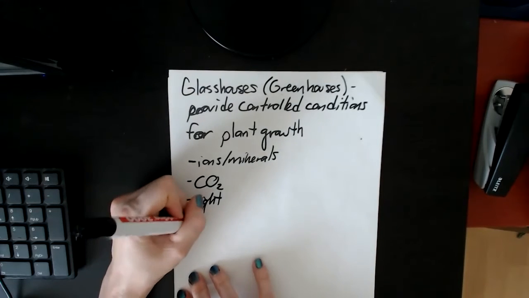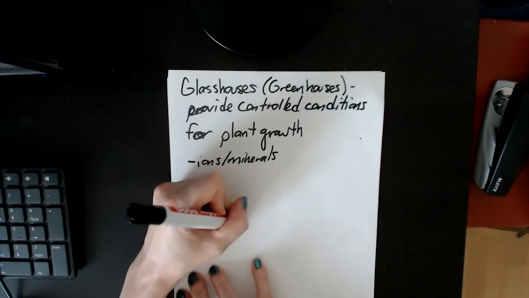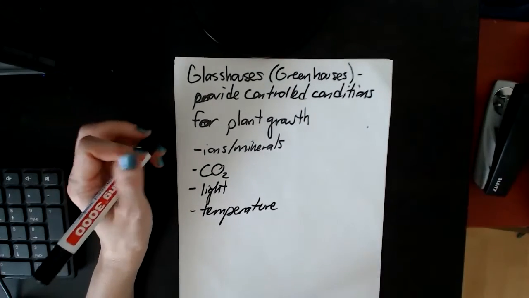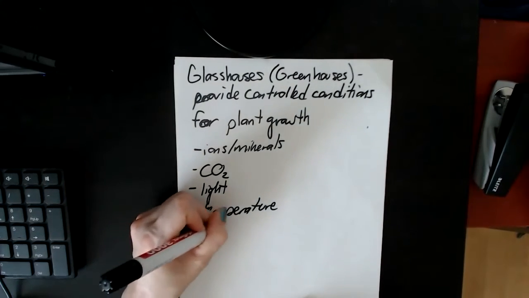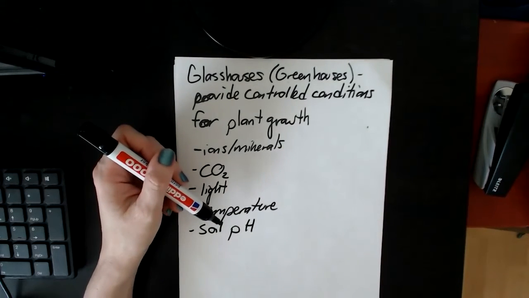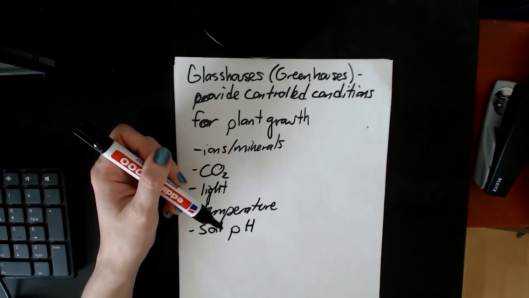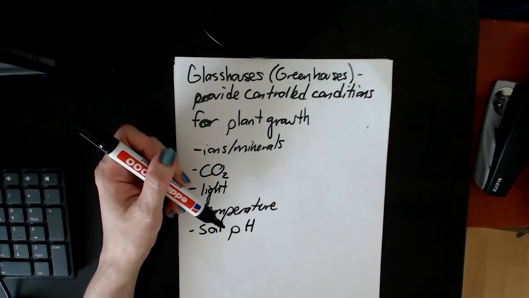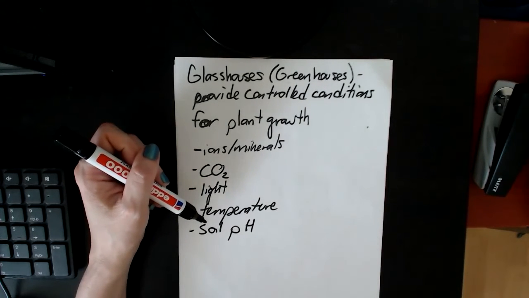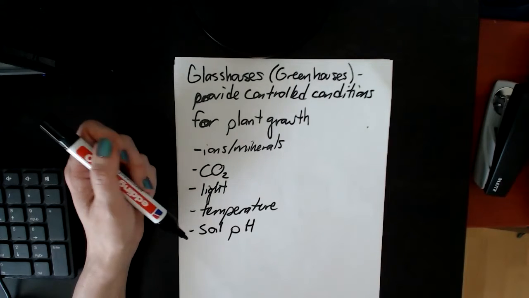You can control the temperature. So you can put it at a nice warm temperature so that the enzymes can work quickly. You can control the soil pH. You don't want anything too acidic. Usually you don't have to worry about soil being too basic or too alkali. But anyway, you don't want it to get too acidic, so you can add calcium salts or lime.